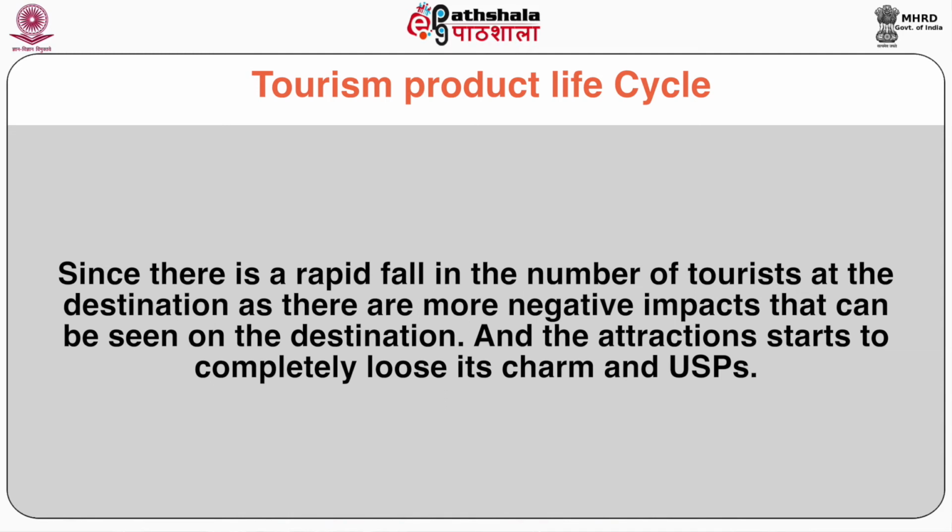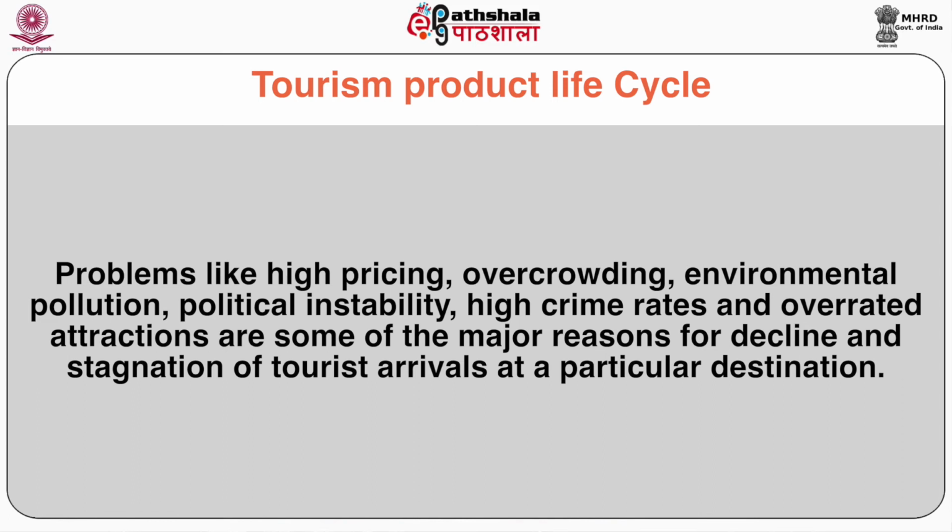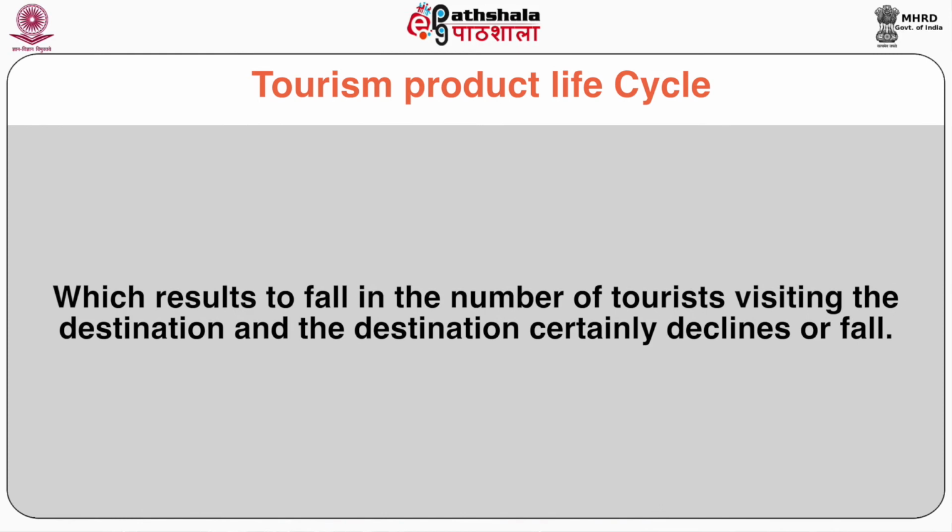And USPs? Problems like high pricing, overcrowding, environmental pollution, political instability, high crime rates and overrated attractions are some of the major reasons for decline and stagnation of tourist arrivals at a particular destination, which results in a fall in the number of tourists visiting the destination, and the destination certainly declines.